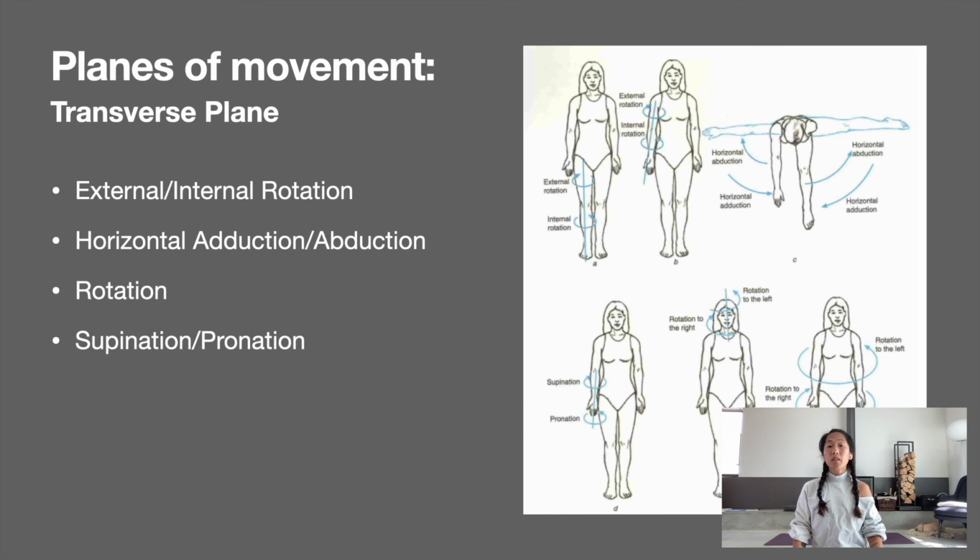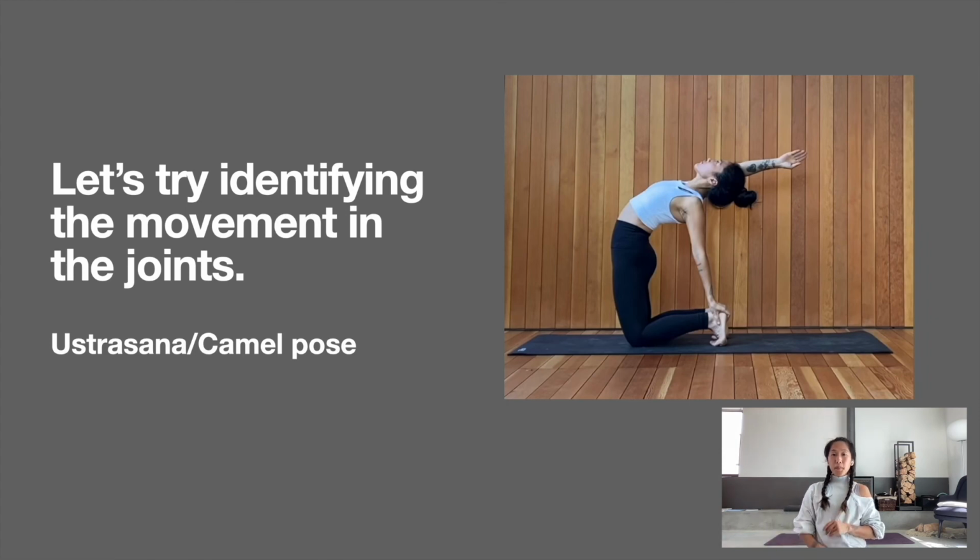And the last one, supination and pronation. Supination and pronation refer to the forearms and the wrist. Supination, turning the palms up like holding soup. Pronation, turning the palms down. So this is probably all review from the previous section, but it's good to practice. So now let's try to apply it.